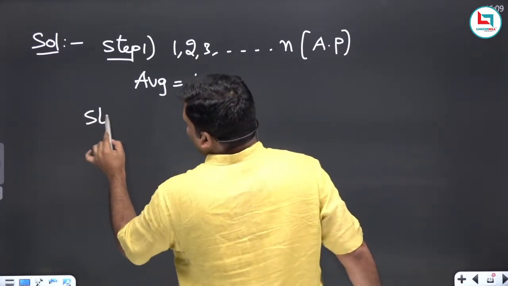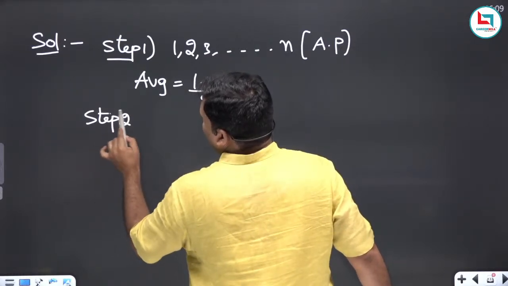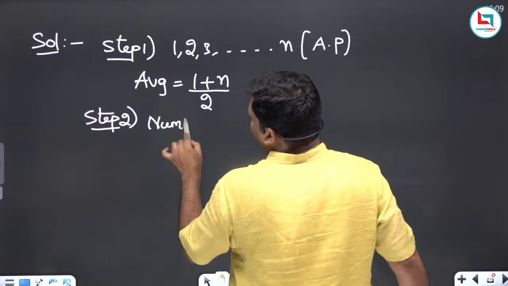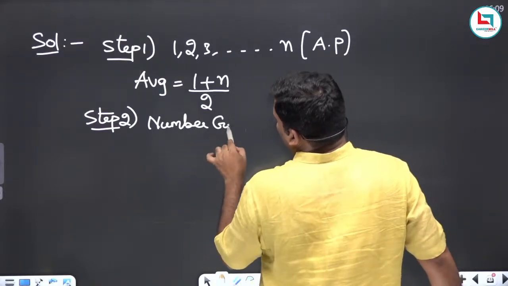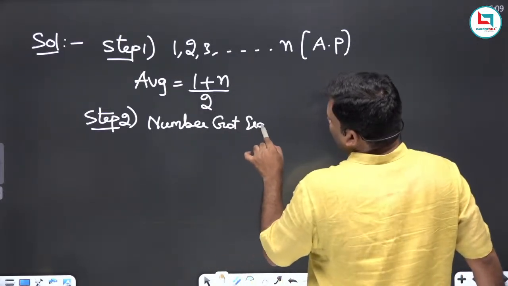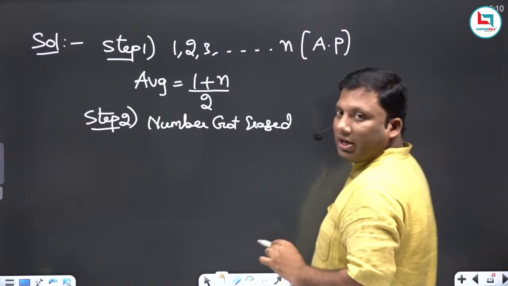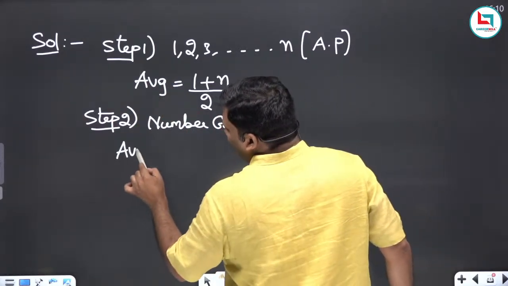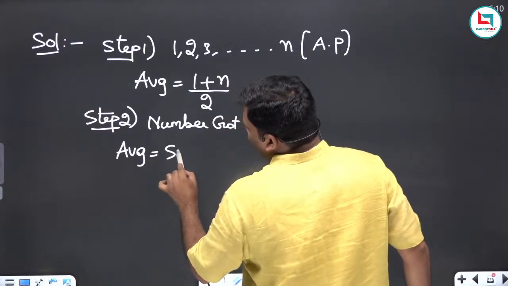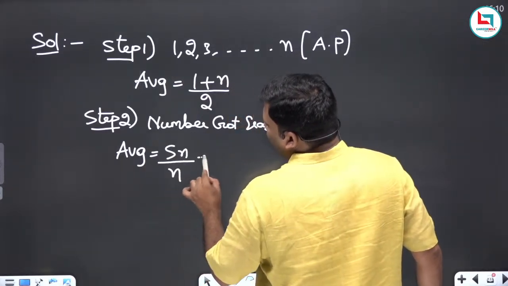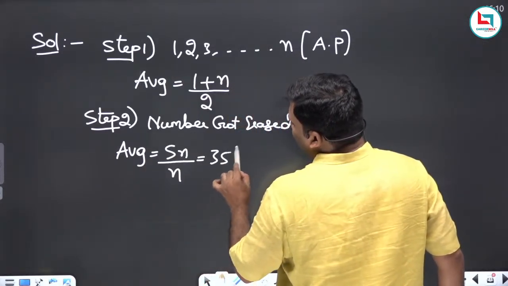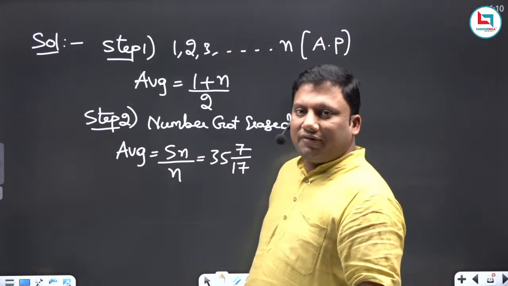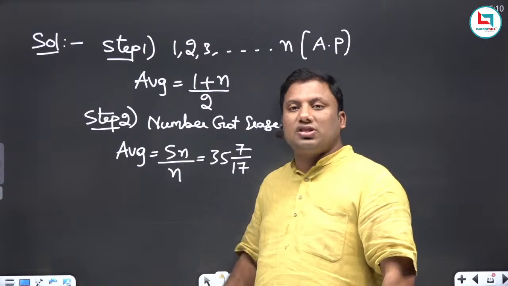Step number 2, the story begins. What did the student do? A number got erased. Because of erasing one number, what is the average? Average is given by the sum of the quantities by the number of quantities. It is 35 7 by 17. This is step number 2.